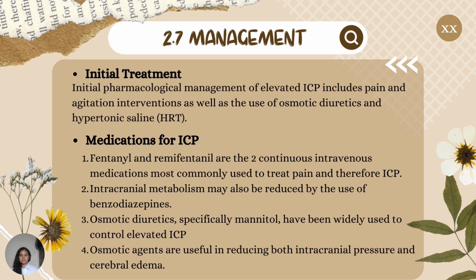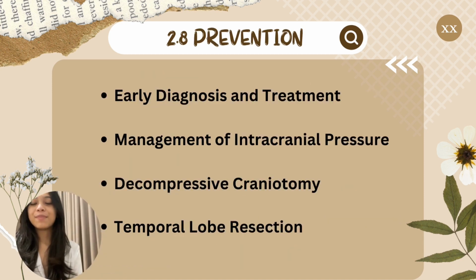Thank you. Hello, my name is Pande Putu Candra with my last digit number R240, and now I'll present to you the topic 2.8, prevention. The prevention of brain herniation is crucial to avoid severe brain damage or death. Here are some ways to prevent brain herniation.